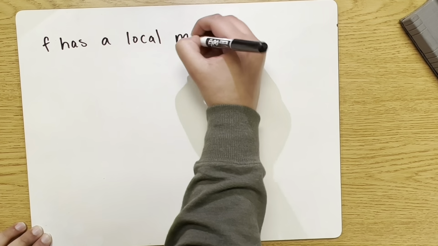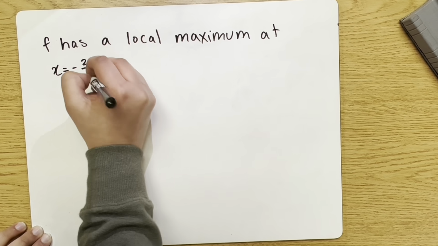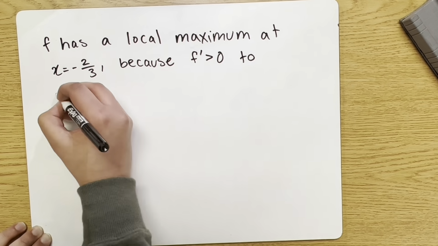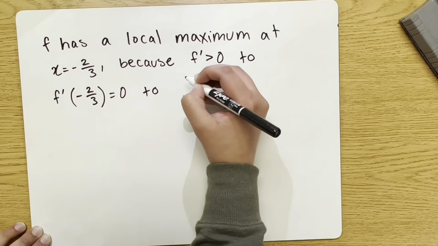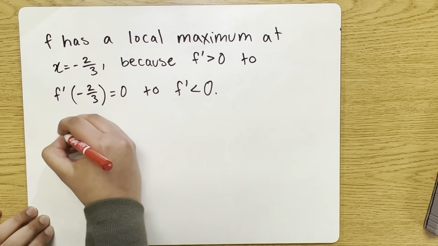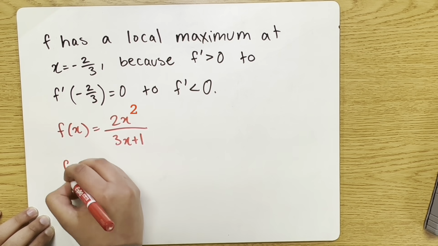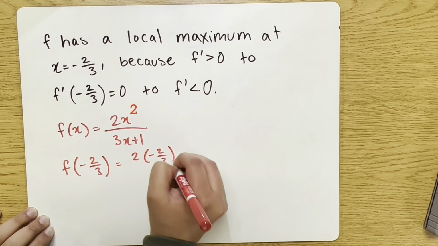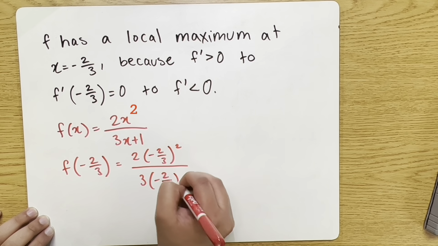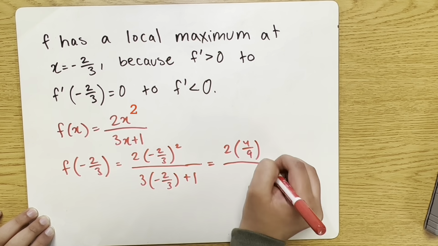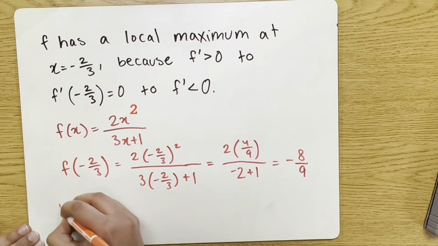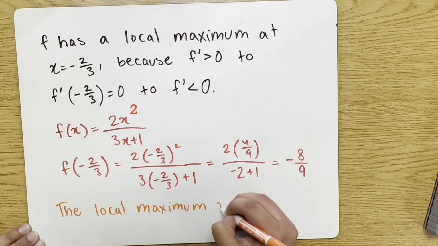Now we find the relative extrema. The function has a local maximum at x equals negative 2/3, since the derivative changes from greater than 0 to equal to 0 to less than 0. F of negative 2/3 is equal to negative 8/9, so the local maximum of f is f of negative 2/3 equals negative 8/9.